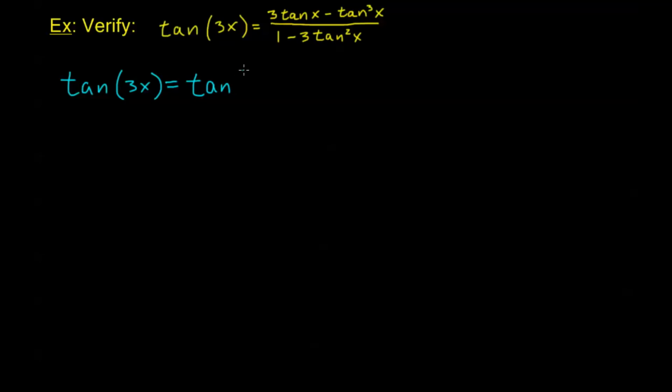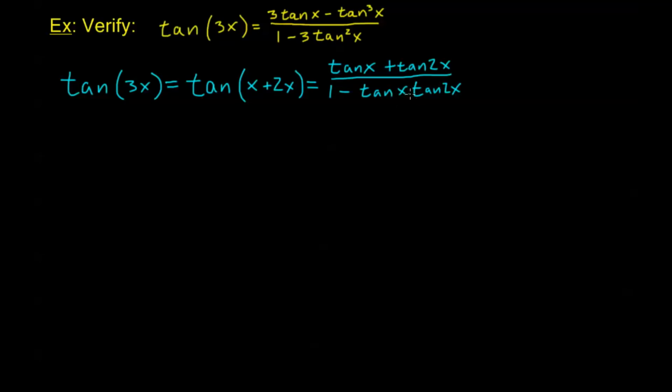I can write tangent of 3x as tangent of x plus 2x. Can't I? Now x plus 2x, using the addition formula for tangent, this is going to be equal to tangent of x plus tangent of 2x, all over 1 minus the product of these two. So 1 minus tangent of x tangent of 2x. All right, we're in good shape so far.